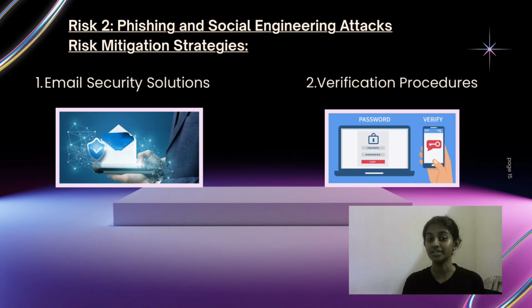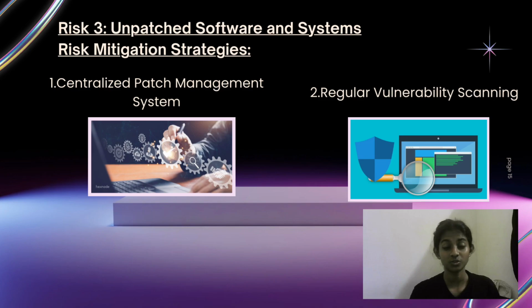And the second one is verification procedure, which means that you have to establish a clear procedure in order to accept the verifying request for sensitive information, especially those that come from email and phone. And yeah. So now I'm going to talk about strategies for the third risk, which is unpatched software and system.